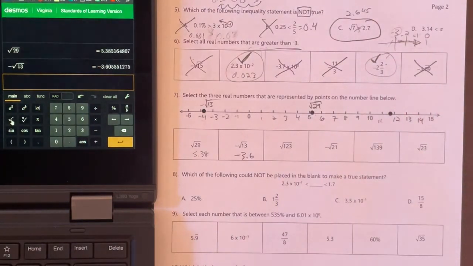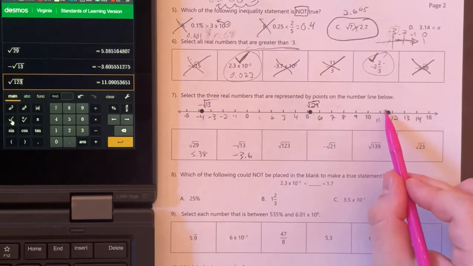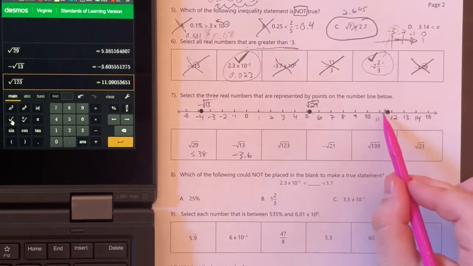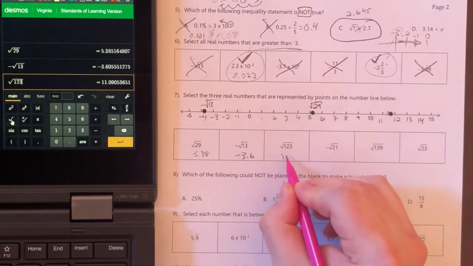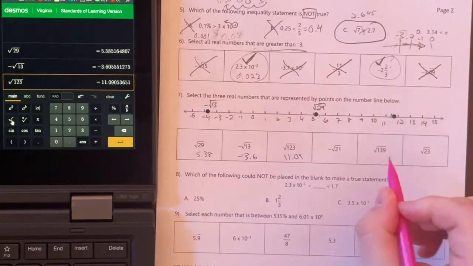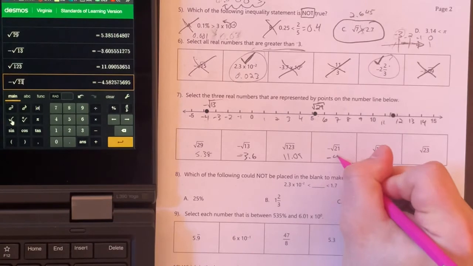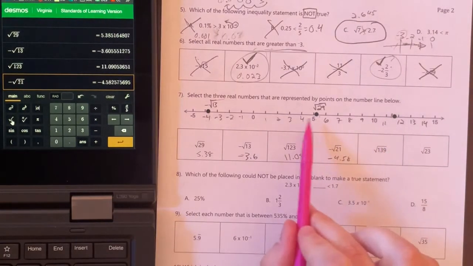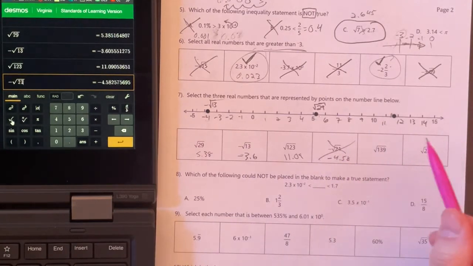What about the square root of 123? That's a little bit above 11. Well, if you notice, the middle of these two values is 11.5, so it should be to the left. So I'm going to leave that go for right now. What about the negative square root of 21? We have negative 4.58. Not quite, because that's going to be further out, so it's not that one.